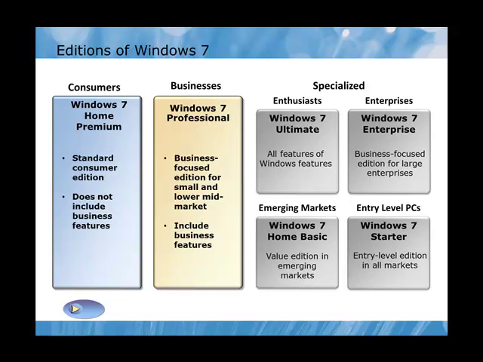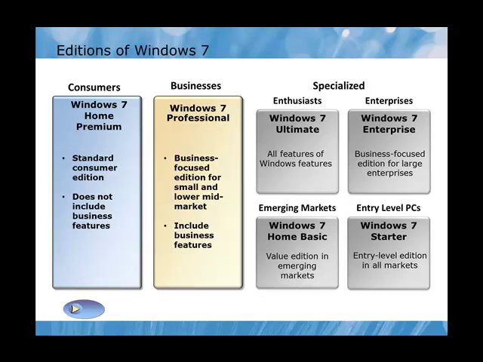The business models, Professional, the business-focused edition, include the business features. And one of the things that we do with the business edition is take out all the entertainment stuff, because you don't really need that in the business environment. Enthusiasts, Windows 7 Ultimate, has all the features, and Windows 7 Ultimate and Windows 7 Enterprise are the same one. Enterprise is the one that you're going to be working with. It is only for companies that buy licenses in bulk.